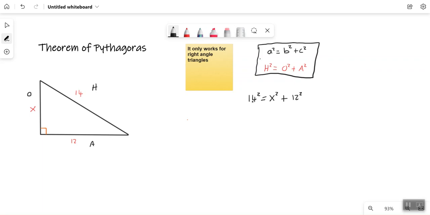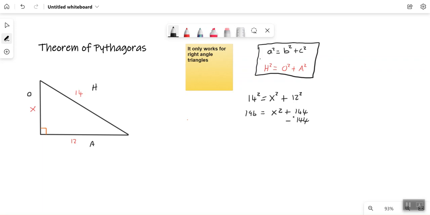So now what you want to do is you want to get rid of these squares by squaring it. So if we take 14 squared, that's going to be 196, is equal to x squared plus, if we take 12 squared, that's equal to 144. Okay, so now what we want to do is we want to get this x squared on its own, so we have to get rid of the plus 144 over here. So again, this is plus 144, so to get rid of it, we have to minus 144.